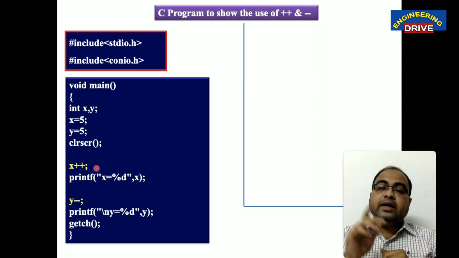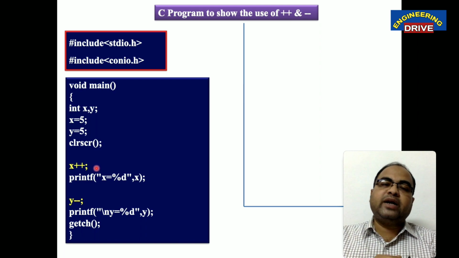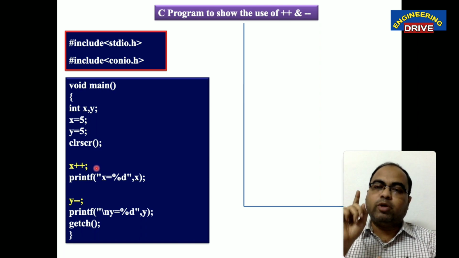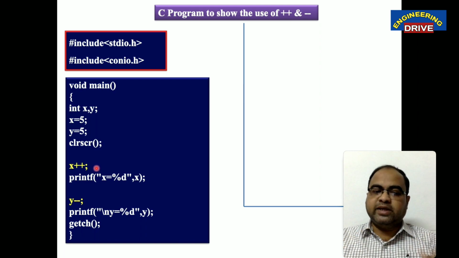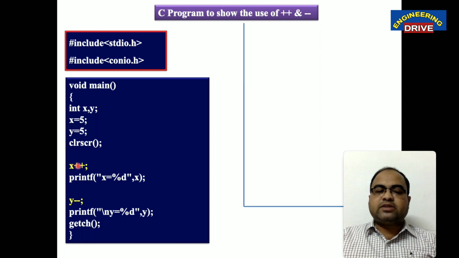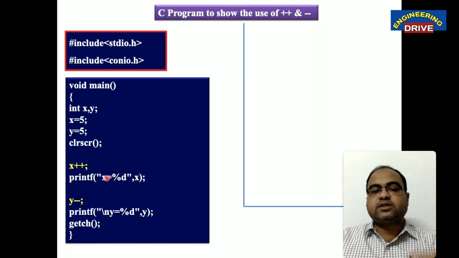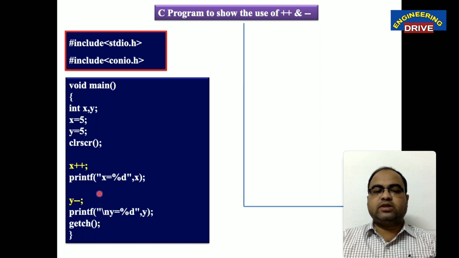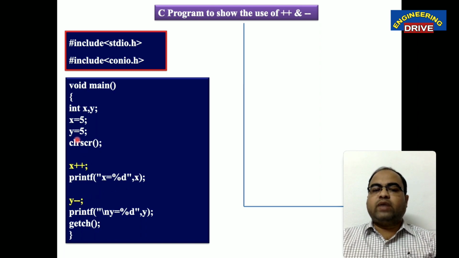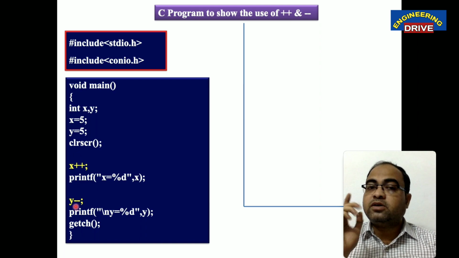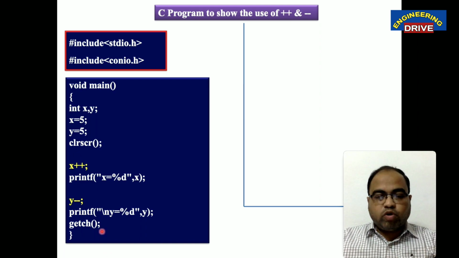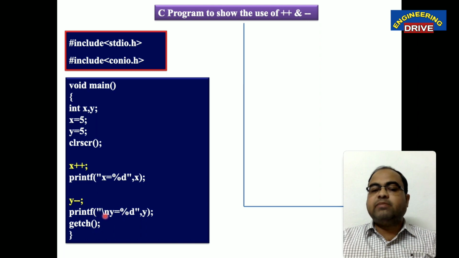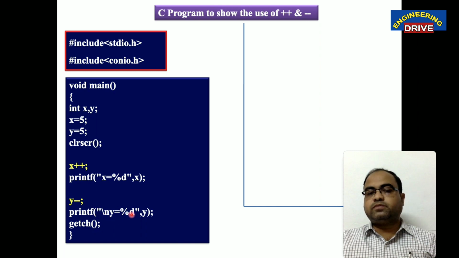Remember. Similarly, the decrement operator will decrement the value of a variable by 1. Which means 5 plus plus, what answer will we get? 6. That new value of x I am displaying in the printf function. Again y minus minus. What is the value of y? 5. 5 minus minus means 4. Very good. So that 4 will be displayed with backslash n, that is in a new line. y is equal to 4.